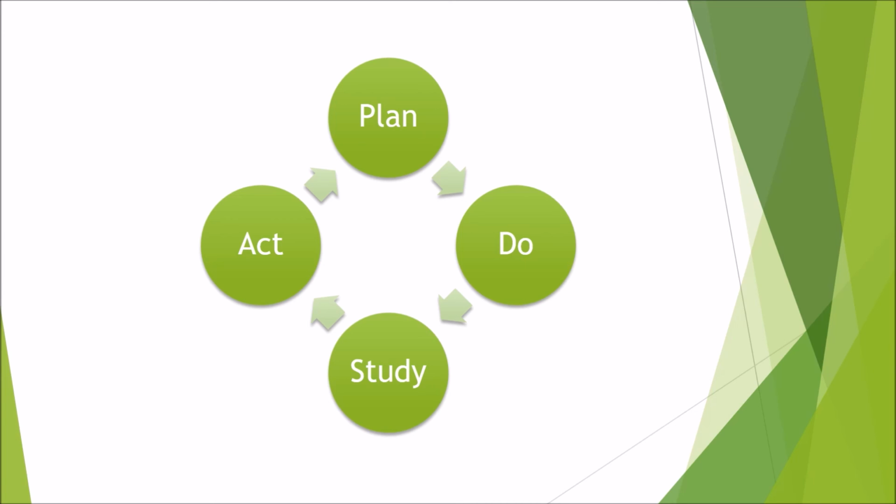In the Act phase, we will take action on what was learned by making changes and modifications for improvement. Next, we will plan for the next OCL data collection cycle by setting objectives and predictions. Overall, the PDSA cycle is an important model to reference when implementing the OCL for continuous quality improvement.